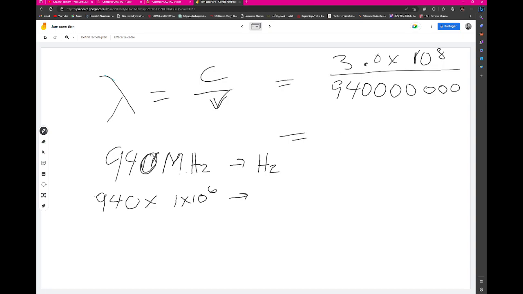Alright, so what are we going to get? Let me do it real quick. 3.0 times 10 to the power of 8, divided by 940, 1, 2, 3, 4, 5, 6. That should give us 0.319, and this will be in meters.